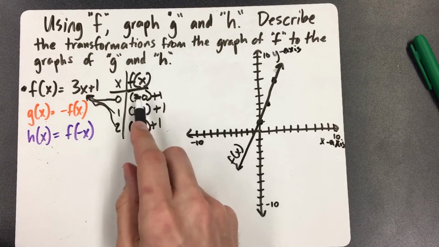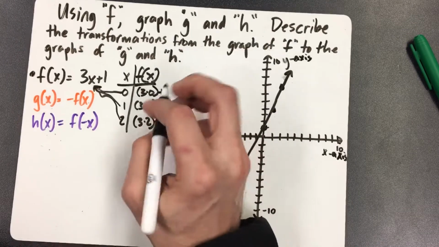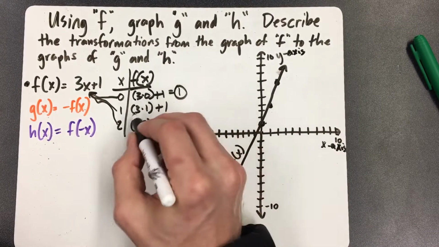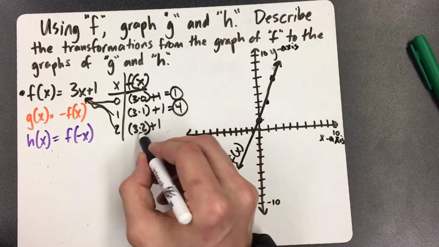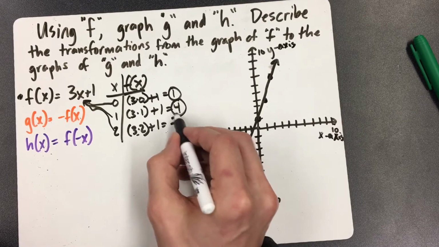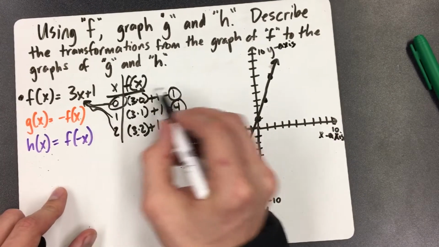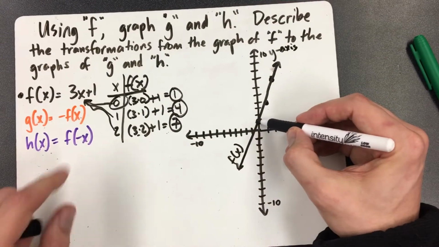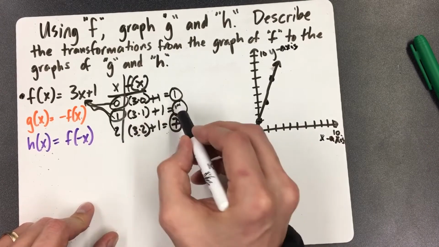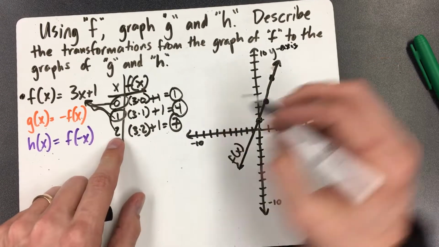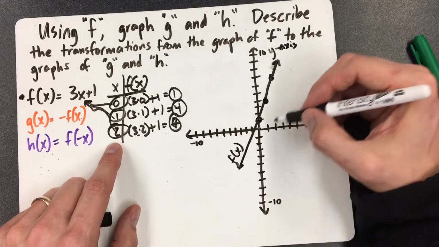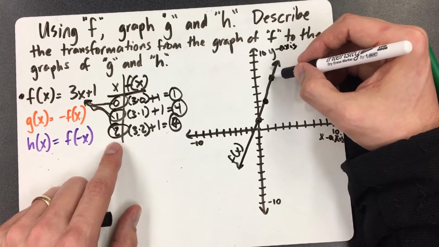And if you work all of these out, this is 0 plus 1. This one equals 1. This one equals 3 plus 1 equals 4. And 3 times 2 is 6. 6 plus 1 equals 7. You get the points (0, 1), which is right here. The second point is (1, 4). 1, 1, 2, 3, 4, right here. And then the third point is (2, 7). 2 to the right, 7 up. That's this dot right here.